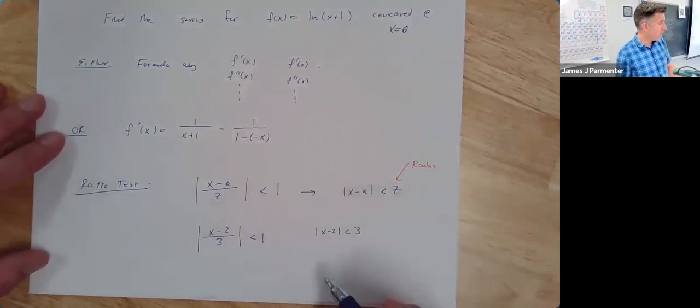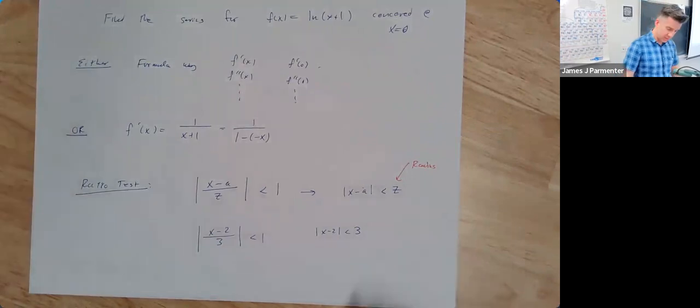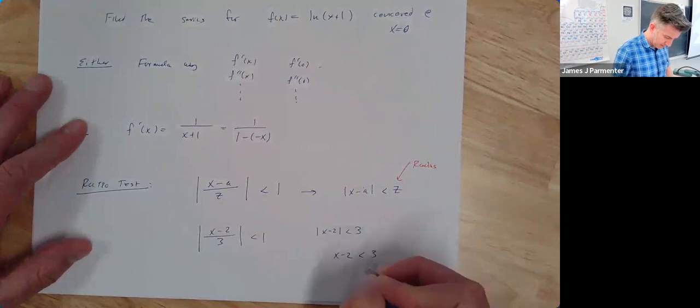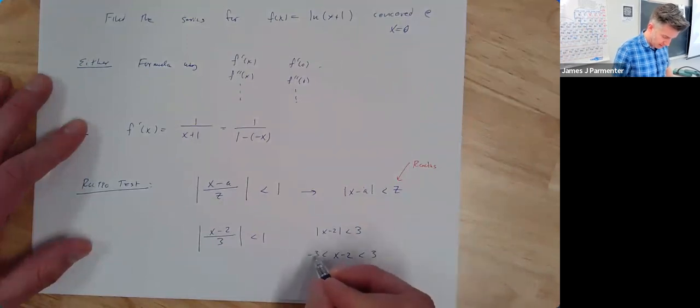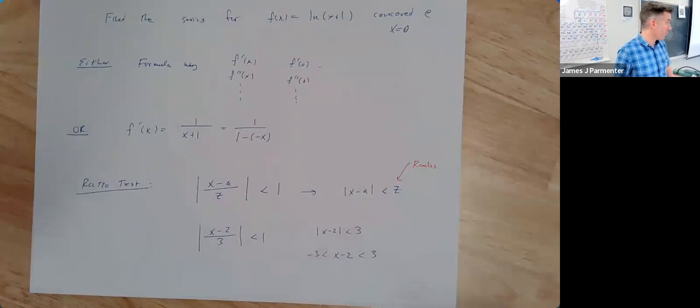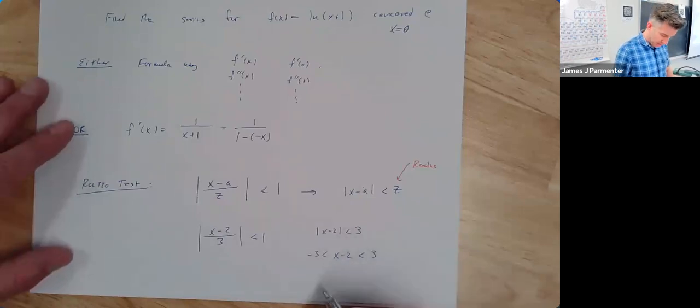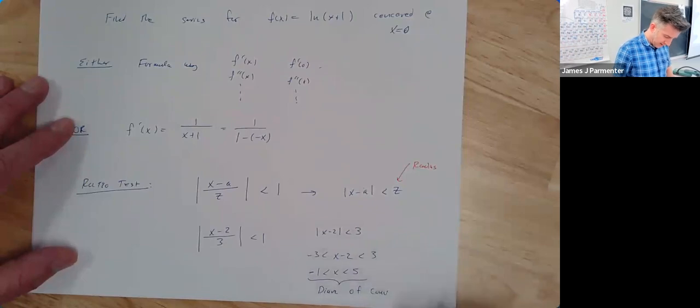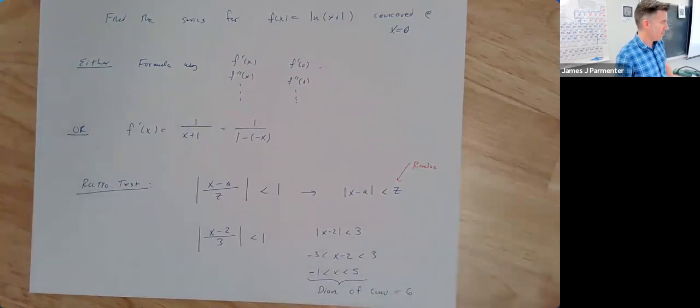You can see it that way, or you can do the other thing I've talked about in class before, which is saying that x minus 2 is between 3 and -3. You definitely shouldn't do it this way. This is the more work way of doing it. Then add 2 to both sides, so you get -1 less than x less than 5. Your diameter of convergence is 5 minus -1, which is 6, and so your radius of convergence is half of that, which is 3.